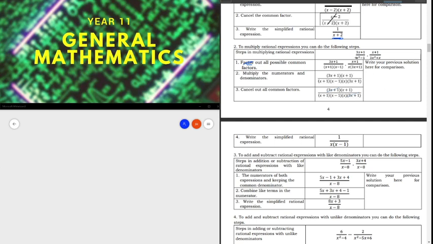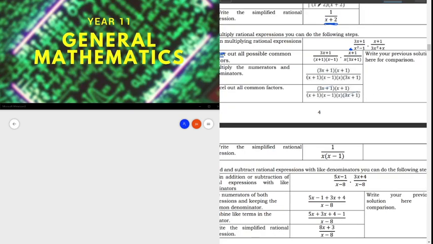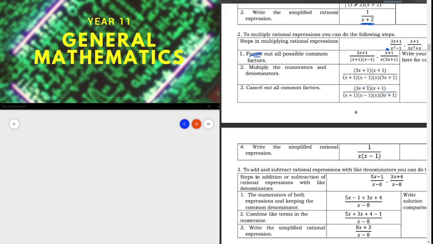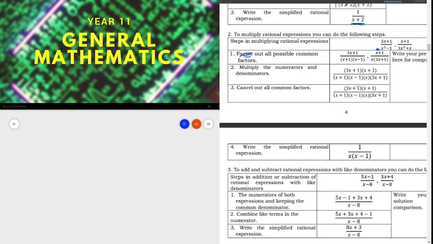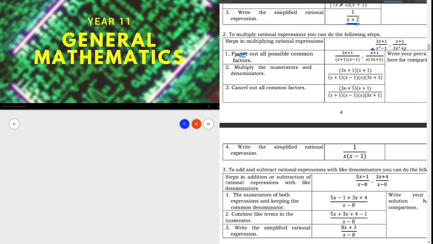So now we factor x squared minus 1. There you go. And you have here 3x squared plus x. So we factor this one. Alright, we have here this solution. Next, so just copy. Okay. Multiply the numerator, the same thing, multiply the denominator. Then cancel out all common factors.